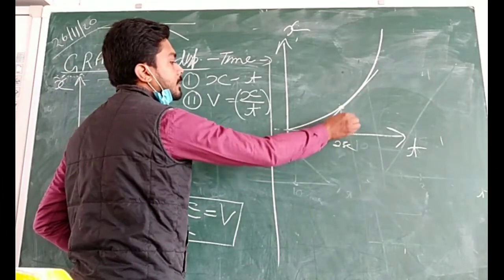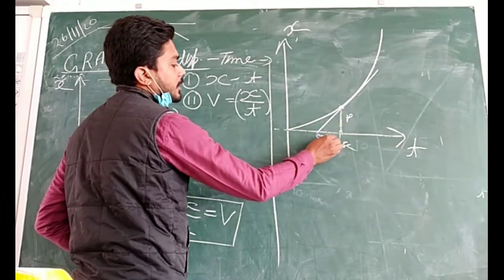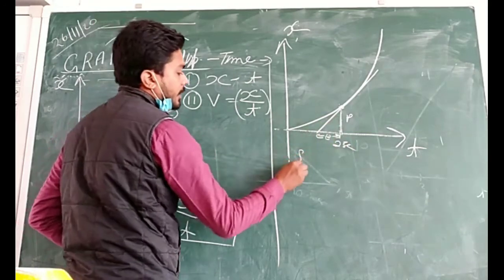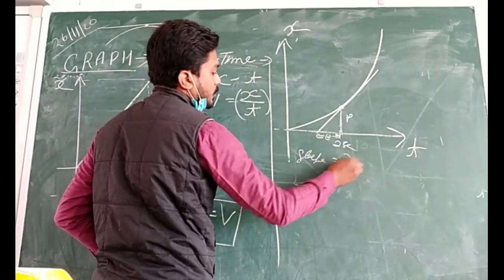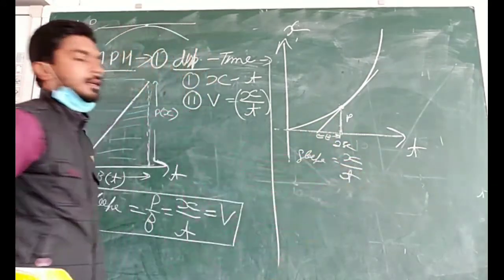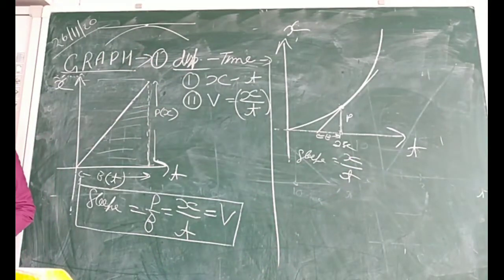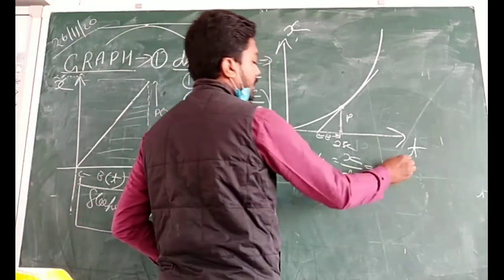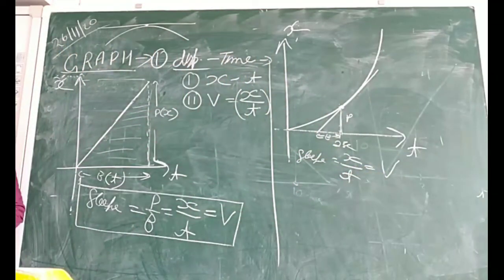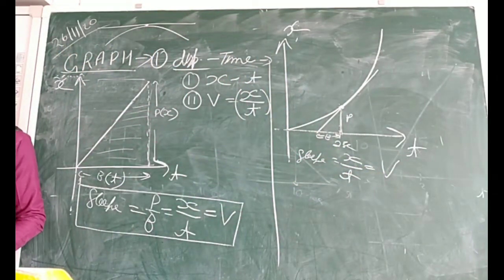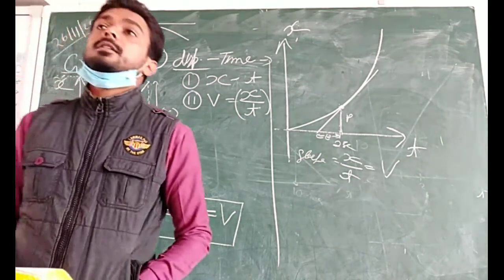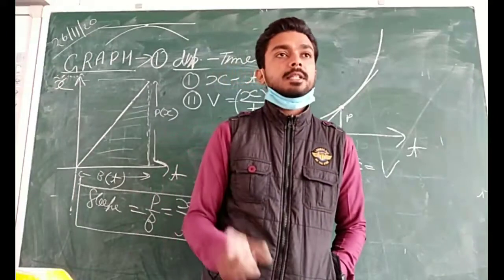Join this line, this will be the perpendicular and this will be the base. And again slope is equal to displacement upon time. Is it clear? Then simply, whenever we want to find the velocity from a displacement time graph, find the slope of the graph. Yes, sir. Okay, now we are going to discuss velocity time graph.